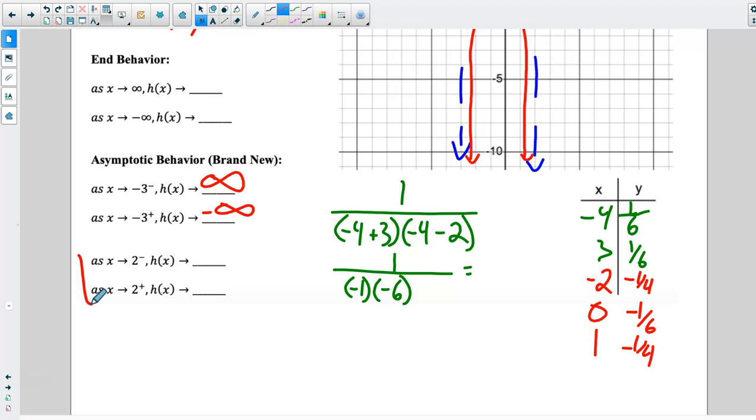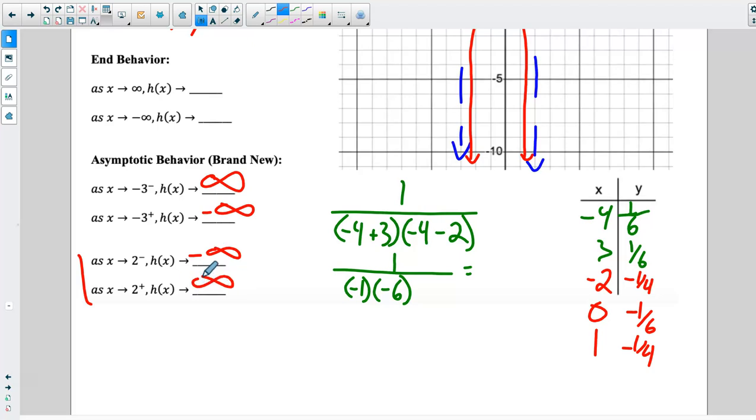All right, what's our two answers there? As you approach 2 from the left, where is it going? Is it going up or down? Down. So that would be negative infinity. As we approach it from the right, where is it going? Up. Notice these are kind of alternating here a little bit, so just food for thought.